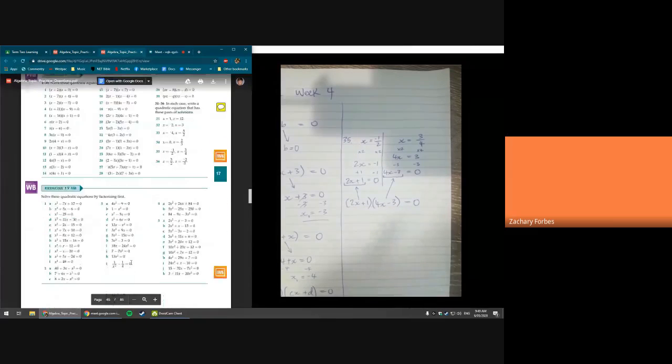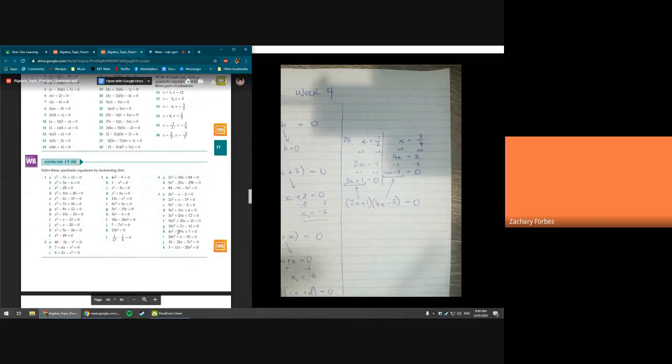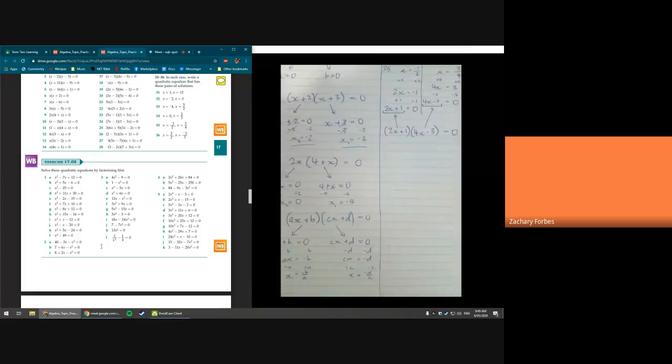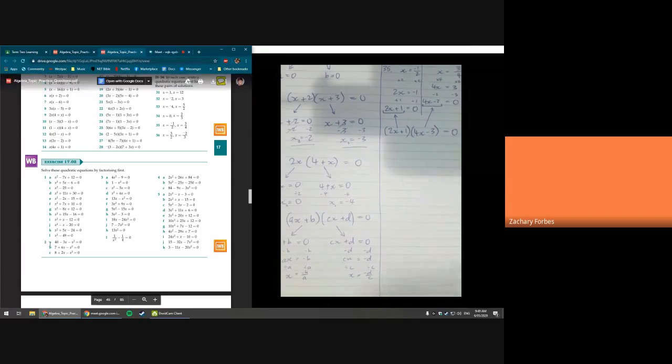Okay, let's have a look at 17.02. Solve these quadratic equations by factorizing first. Now, she told you to do only the even questions, which is extremely convenient for you guys because they happen to be the smallest questions.